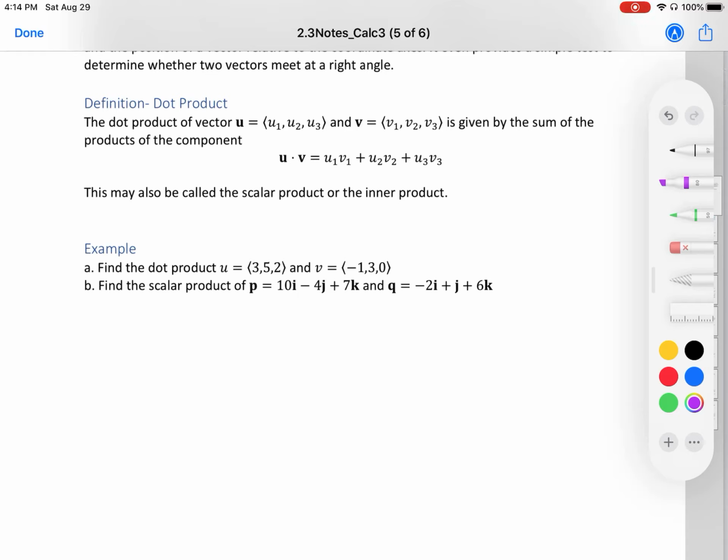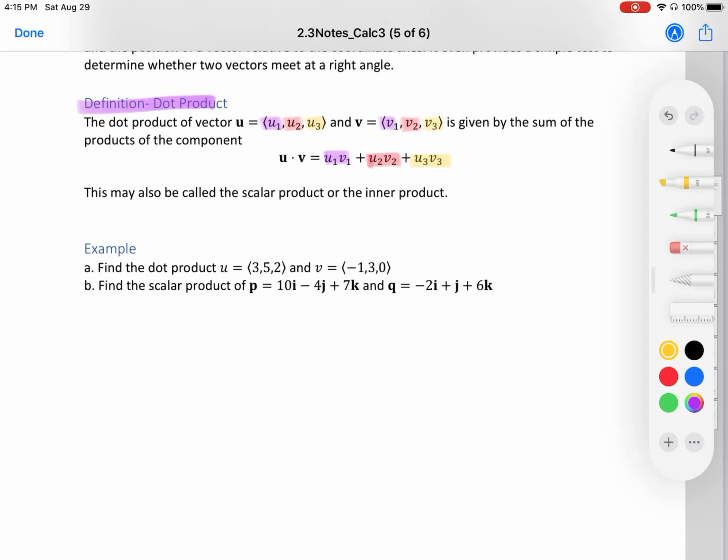All right, one of the major concepts in this section is the dot product. The dot product of vector u and vector v is given by the sum of the products of the components. So we're going to multiply the matching components as if they were a coordinate point. So our x's, or that first number, being multiplied together, your y's, or that second number, being multiplied together, and your z's, that third component, being multiplied together, and then we follow by adding them.